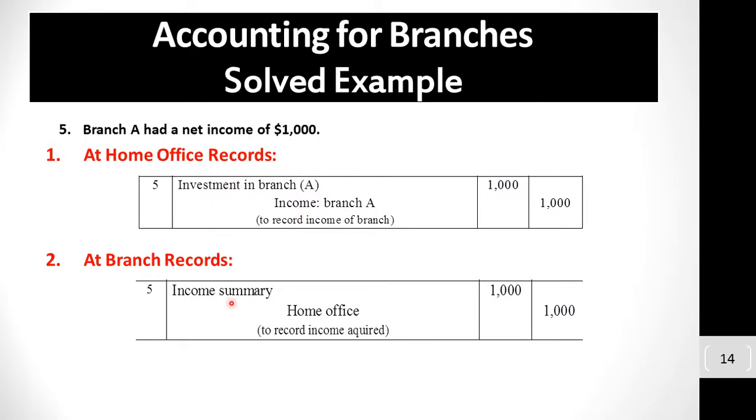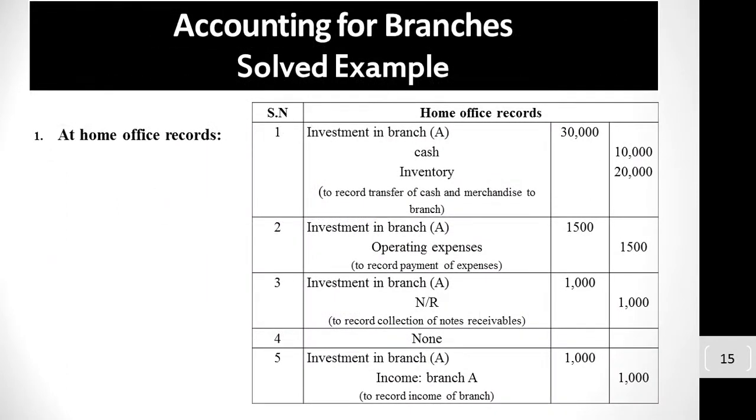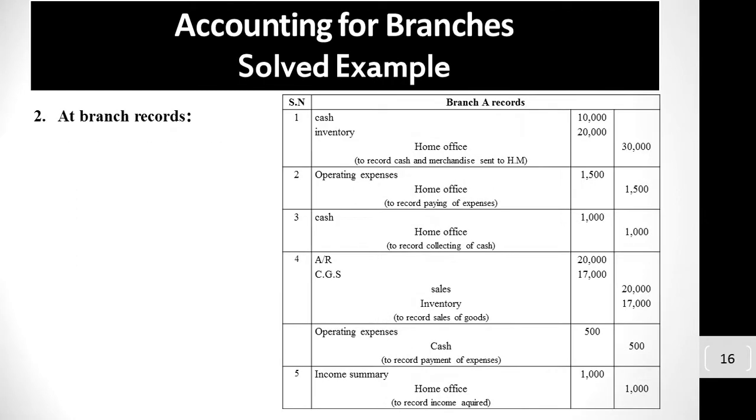At the branch, we're gonna say that income summary in the debit and home office in the credit, because this income will be transferred to the home office. So when you are done, this will be the final solution: the journal of the home office, all transactions recorded, then the journal of the branch. Here is the journal of the branch, all transactions recorded after each other.